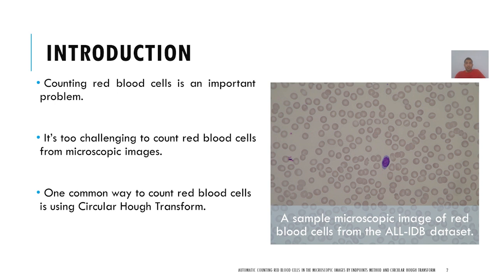Due to the circular shape of the cells, one of the most widely used methods for automatic counting of red blood cells is the circular Hough transform, which can be used to detect circles in a binary image. We present an automatic method for counting red blood cells in microscopic images by our newly proposed method that we called the EndPoints method, and circular Hough transform.